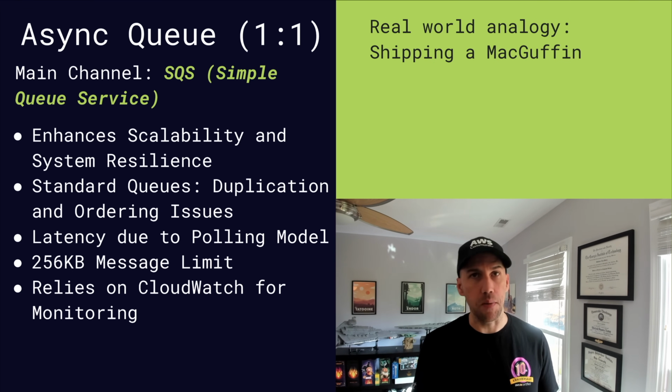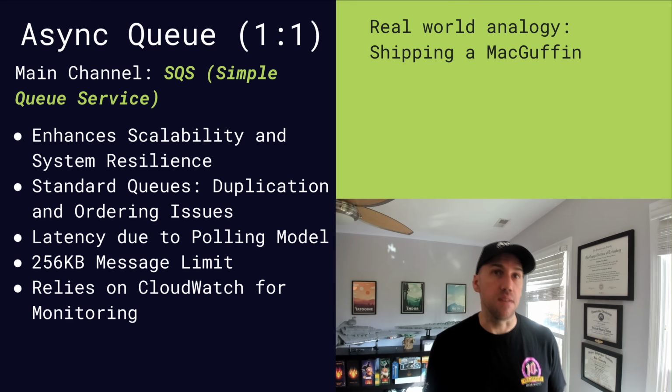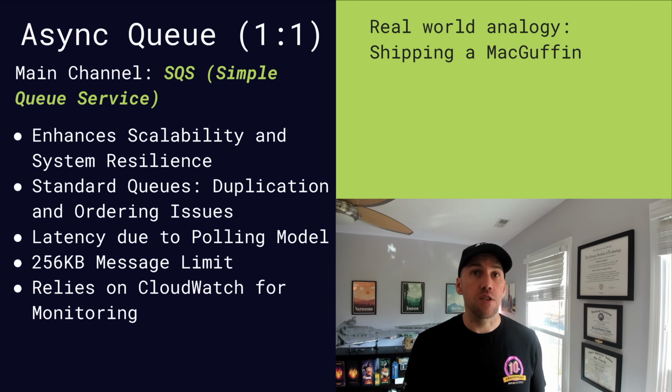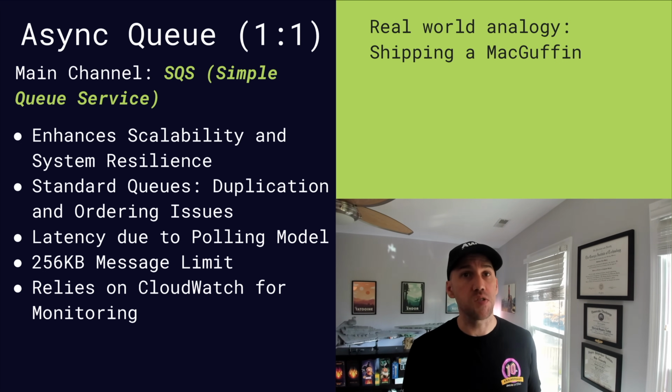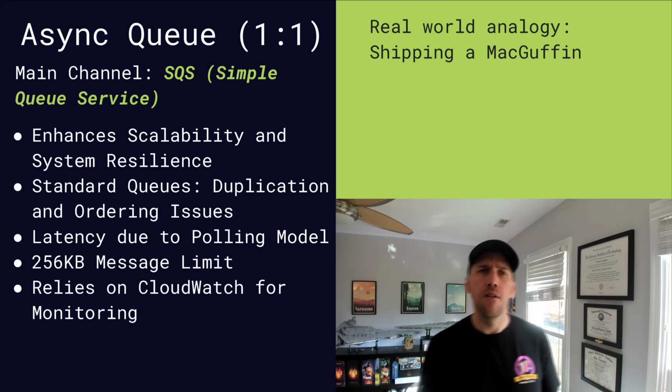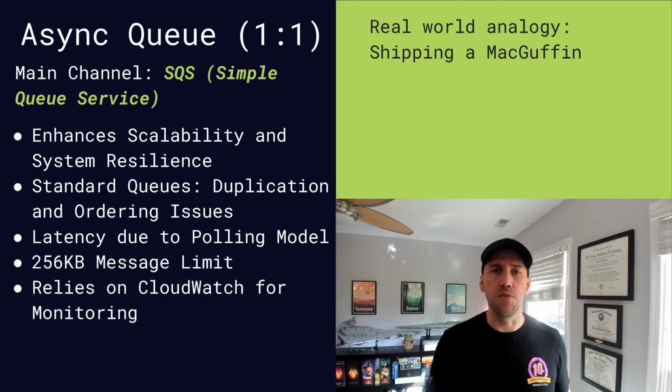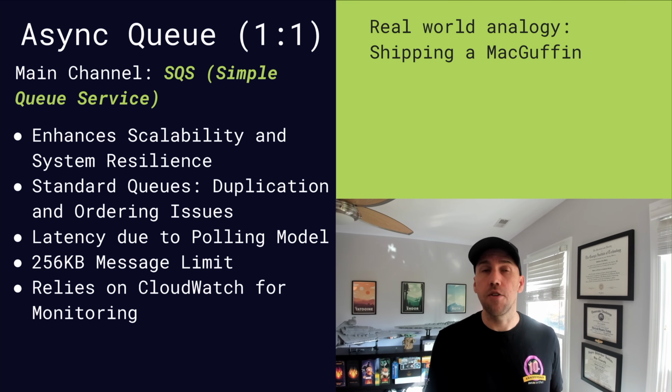SQS uses a polling model, which can introduce latency, as consumers periodically check for messages instead of receiving them in real time. Also, there's a size limitation to consider. Each message in SQS can be up to 256 kilobytes. Monitoring SQS is reliant on CloudWatch, which provides insights into the queue's performance and message flow.